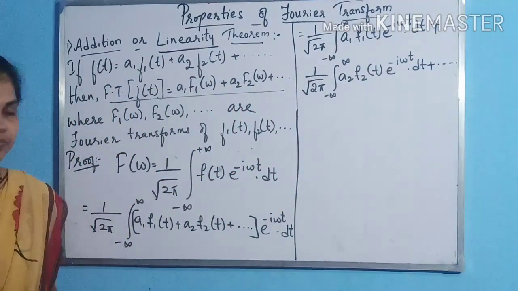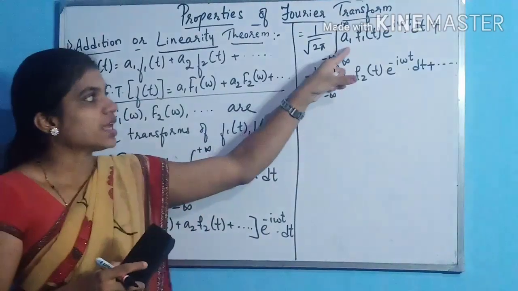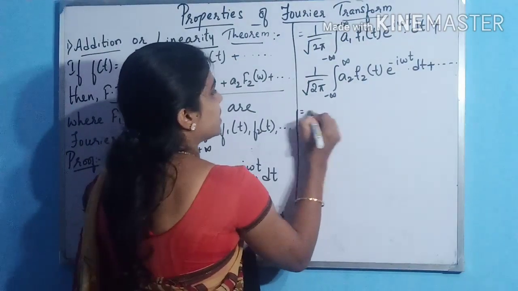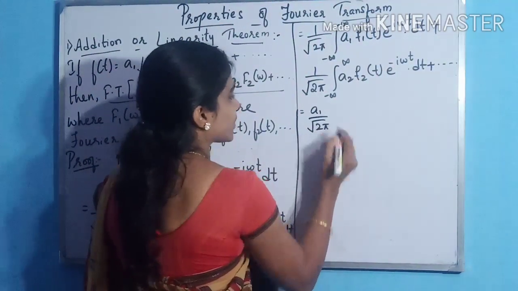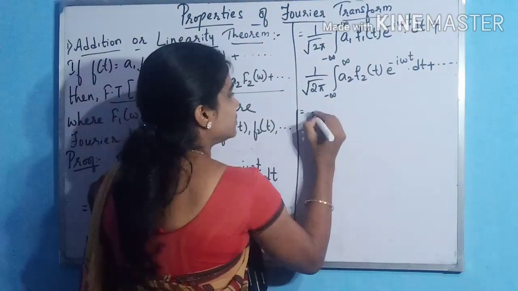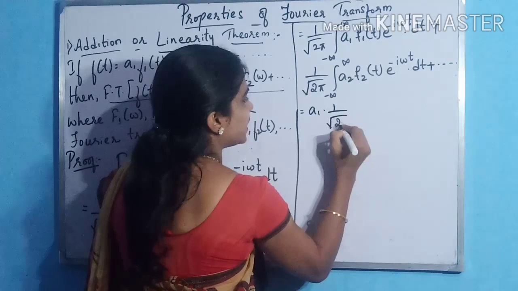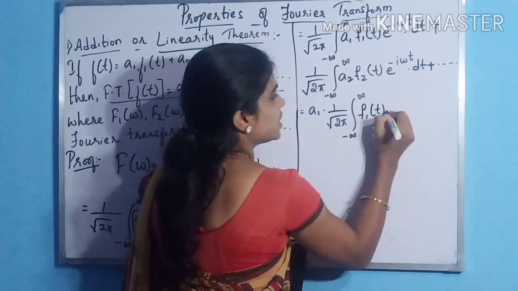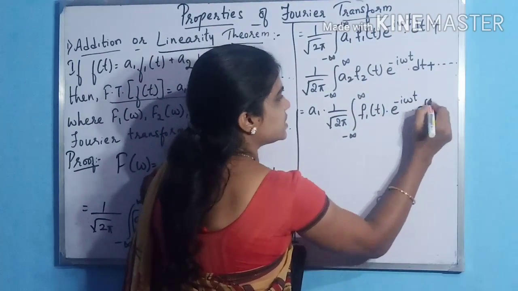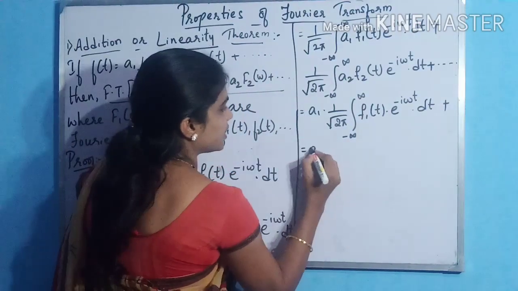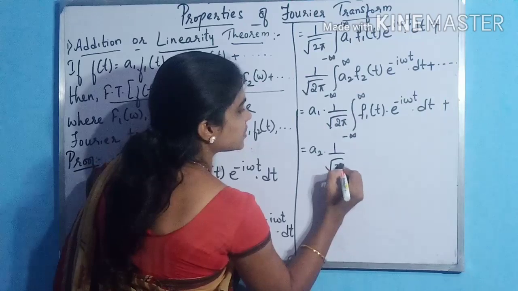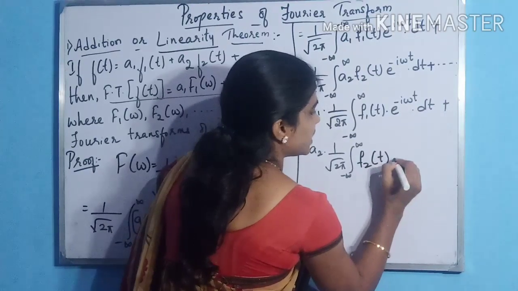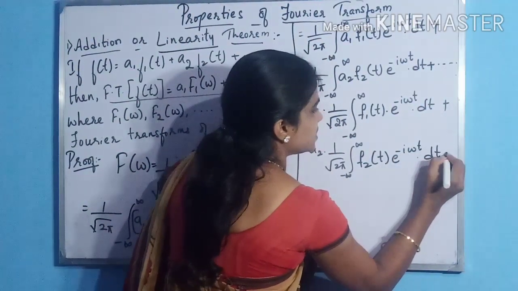So this is going to continue and so on. Now, since a1 is a constant, a2 is a constant, the constants come out of the integral sign. So I can write this as a1 into 1 by root 2 pi integration from minus infinity to infinity f1 of t into e raised to minus i omega t dt plus a2 into 1 by root 2 pi integration from minus infinity to infinity f2 of t e raised to minus i omega t dt plus so on.